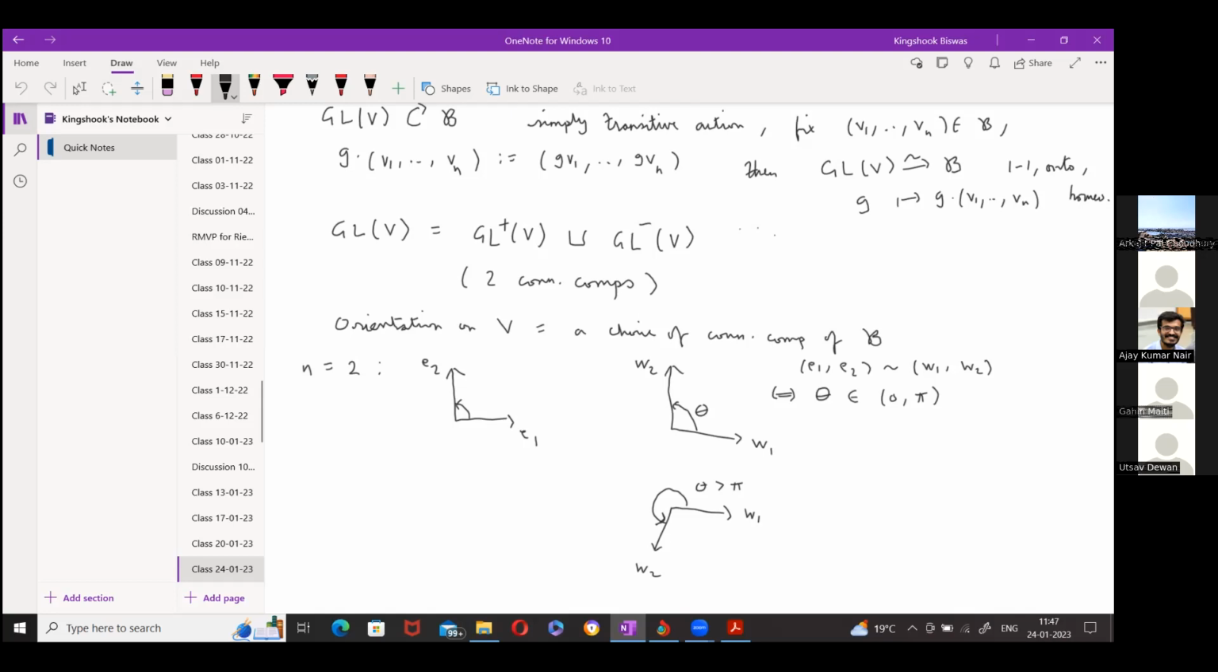Connected component is the same as a path component, right? So an open subset of Euclidean space is connected if and only if it is path connected. So if it's path connected, that means in the space of ordered bases, there is a continuous path from one to the other. That means you can continuously deform one ordered basis into the other. All right. Is that clear?